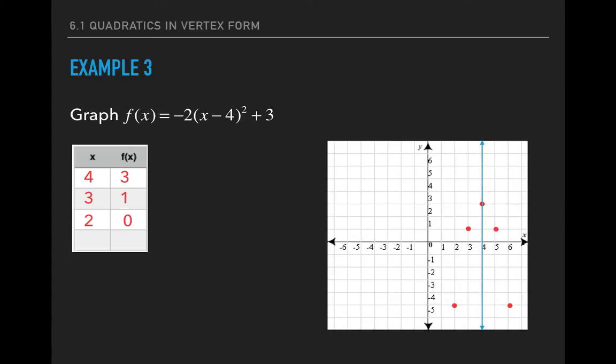All right, here it is. Your vertex would be at 4, 3. You could have the points 3, 1, and 2. I'm sorry, that should be 2, negative 4. And it should look really pretty like this.